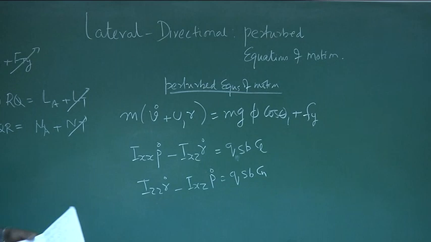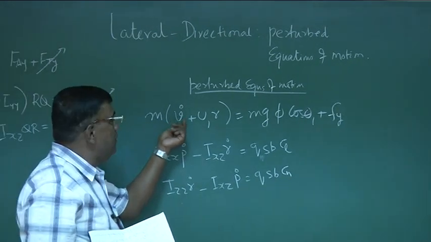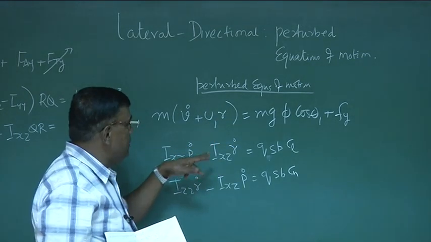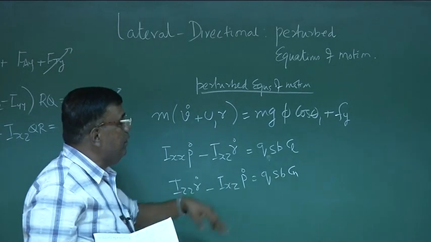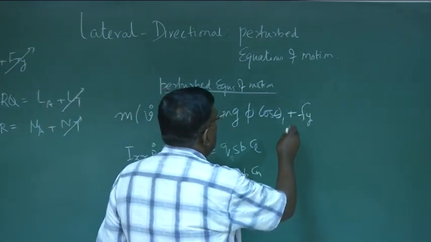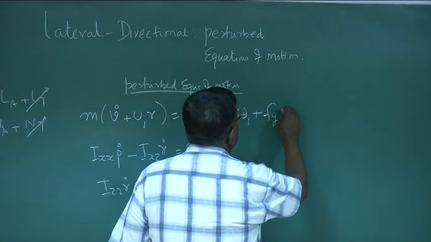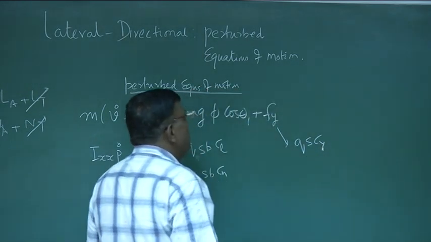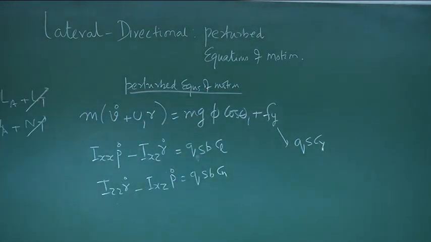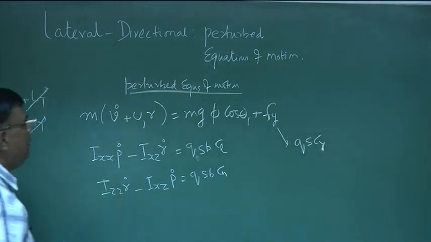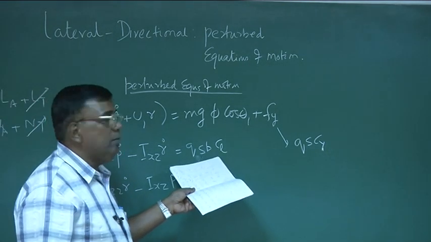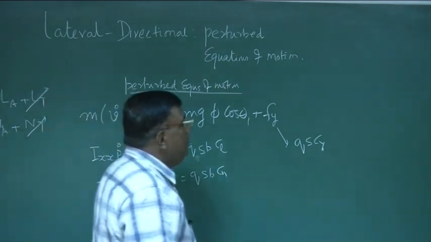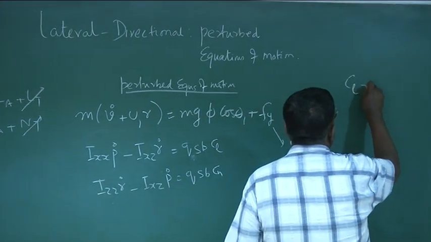In this, what is V? V is the perturbed velocity along the y direction. What is R? It is the yaw rate about the z direction, a perturbed quantity. P is also perturbed. All these are perturbed quantities. And what is Fy here? Fy will simply be Q S Cy, that is, half rho V squared S into Cy, where Cy is the force coefficient. Similarly, here it is the perturbed rolling moment, Q S b Cl, and the perturbed yawing moment, Q S b Cn. You know by now that Cl means the rolling moment coefficient.